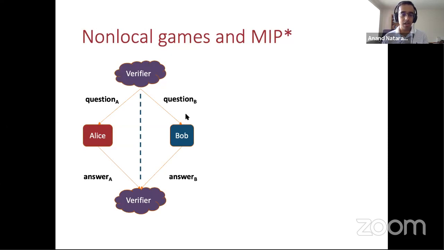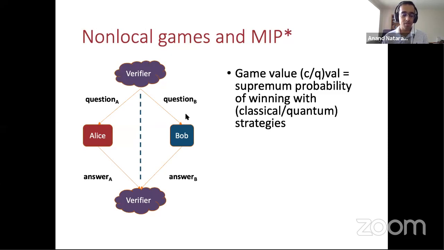The thing you might study here is what strategies the 2 players, Alice and Bob, might use to maximize their probability of succeeding in the game. The quantity we call the game value is just the supremum probability over all the strategies they could use. They could be classical, in which case their strategy consists of, say, shared random bits or some other shared classical information that they agree on in advance.